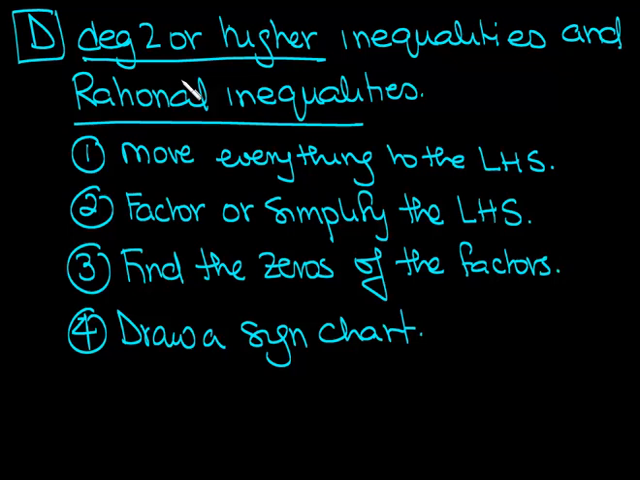So it's very vital that when you do your homework and when you also take the test, you always remember if you have degree 2 or higher or rational inequalities, there's a very specific way of solving those. And these are the steps we use to solve those. There's no shortcuts or no other way around it. Okay? So let me do an example of both types.